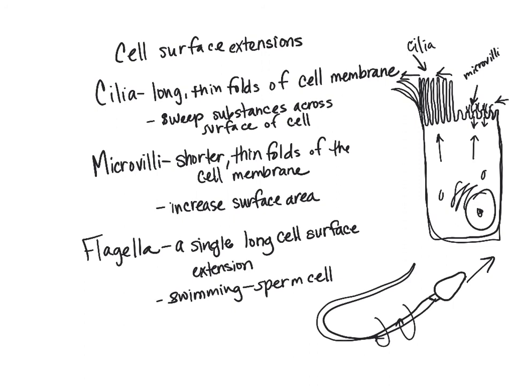So these are three different types of cell surface extensions that you need to be aware of. The cilia, which are like tiny little hairs that are going to move things across the surface of the cell. The microvilli, which are shorter folds of the cell membrane, and they're used for increasing the surface area for absorption. And then the flagella, which is a single long cell surface extension, and that's going to be used for movement in that it will be moving the cell itself. For example, in the human body, a sperm cell.